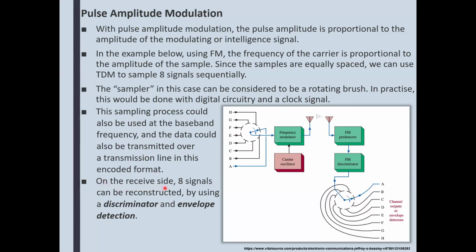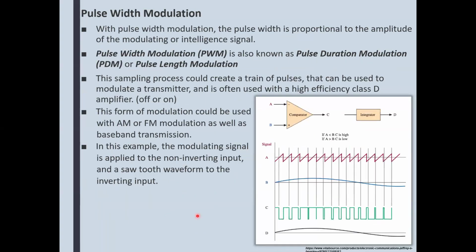On the receiving side, the signals can be reconstructed by using the discriminator and envelope detection. So basically, you have a radio receiver and a transmitter. Like some walkie-talkies, the cheap ones. I remember they would be using the same frequency, but they would have channels, let's say channel 11 and channel 11A, channel 11B, and so on. That's how it works. You can save a lot of bandwidth that way and have more channels. Pulse width modulation.